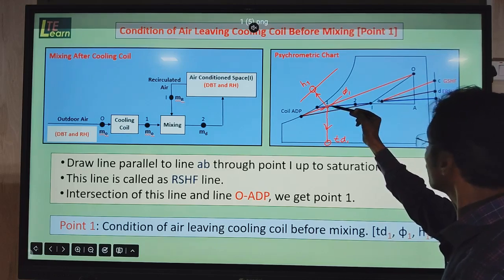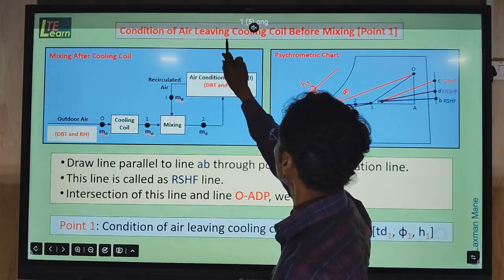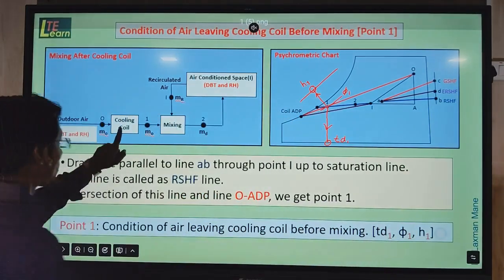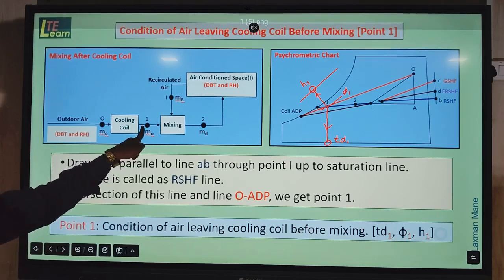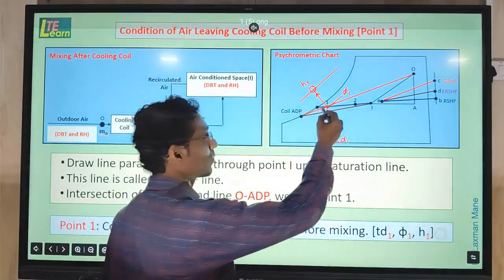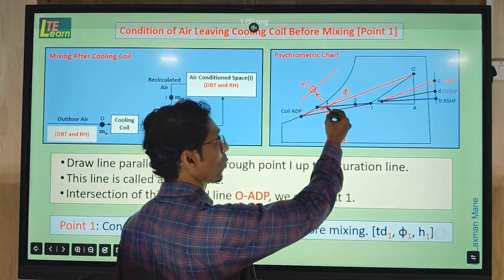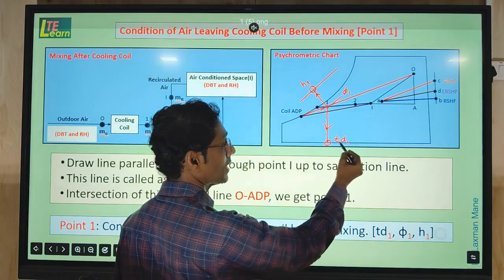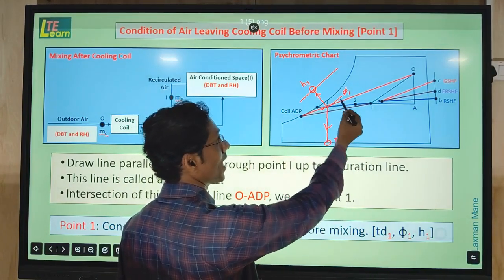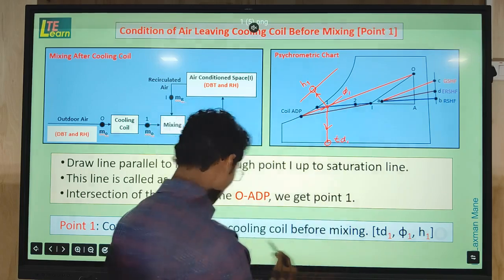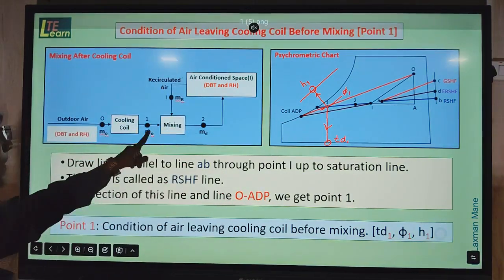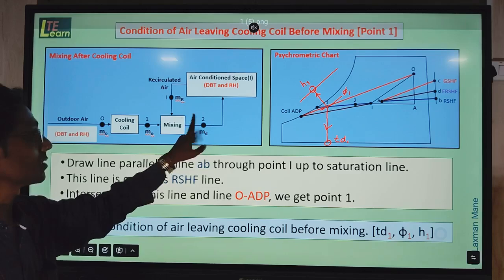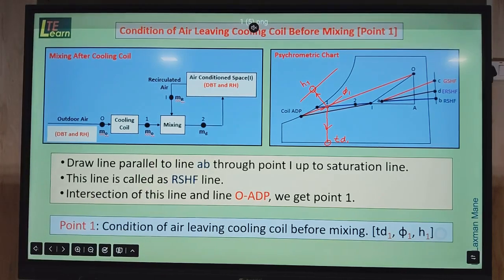So this point number 1 is a condition of air leaving the cooling coil, means here. After the cooling coil, this is a point number 1. But this is again before mixing chamber. So condition of this point, after getting on the chart, we find the values, properties of this point: dry bulb temperature TD1, enthalpy H1 and relative humidity phi1. So that we mention over here. So this was about condition of air before mixing. Now after mixing, that is point number 2, that we will see in next slide.